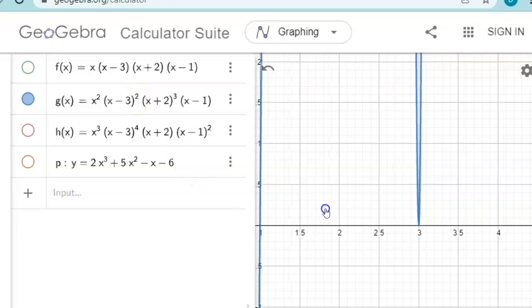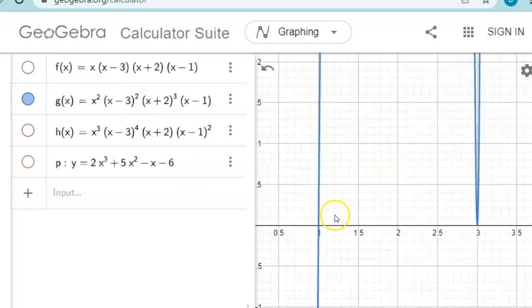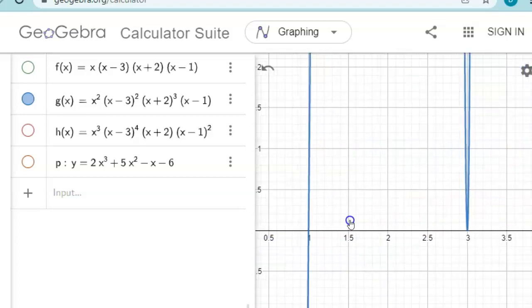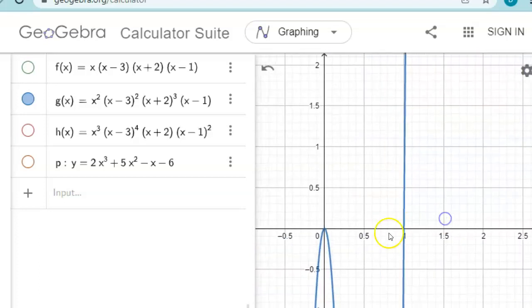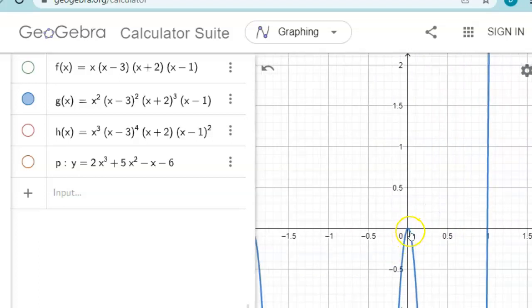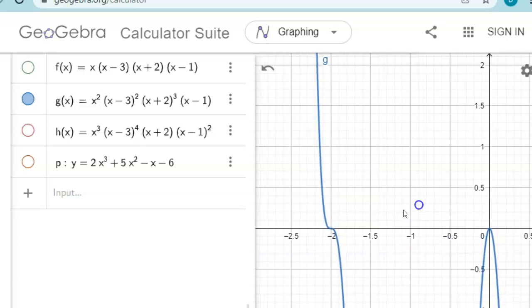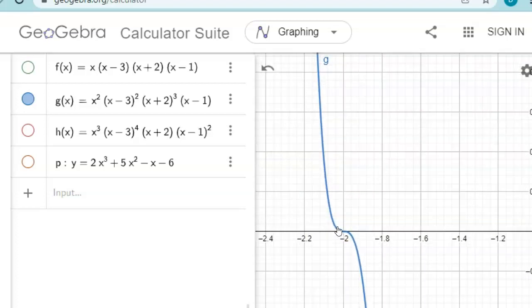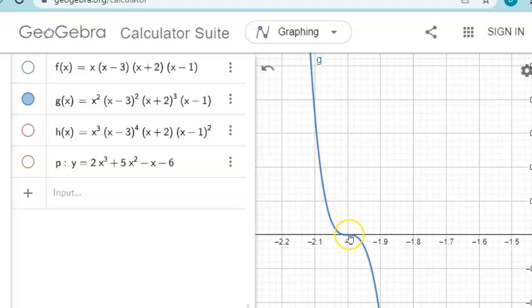So if the multiplicity is 2, it bounces off the x-axis. It touches right there, and then it goes right back up. Multiplicity of 1, it just passes through. Multiplicity of 2, it bounces again. And here, this multiplicity of 3, we get this little flattening out right by the root before it passes through. And so that's that one. Let's take a look at the next one.